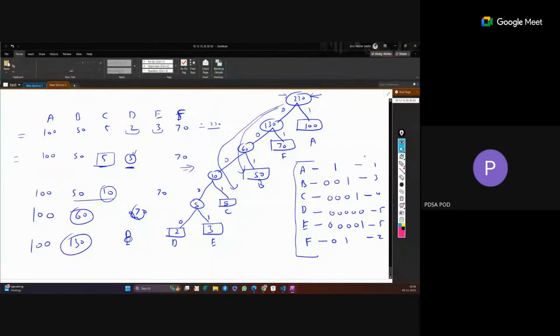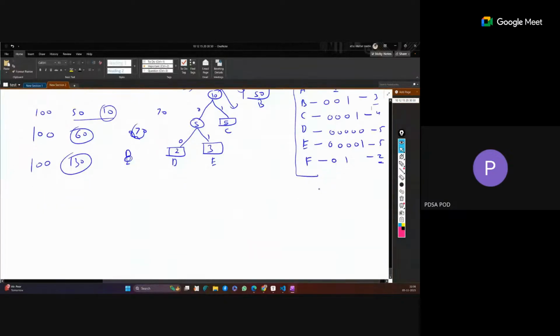If you see the pattern, for the character which has more frequency, we are getting a shorter length code. For the 100 frequency, we are getting only a one-length code. For the next, this 70, we are getting a two-length code. For B, which has 50, we are getting three. And for the smaller frequencies, we are getting the bigger lengths. So these are the Huffman codes.